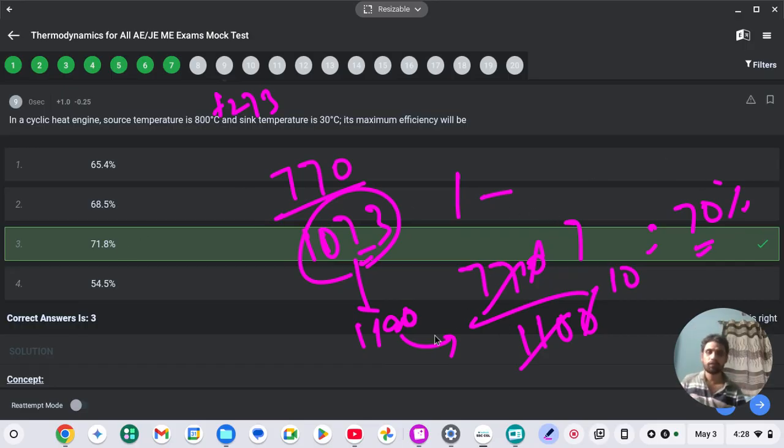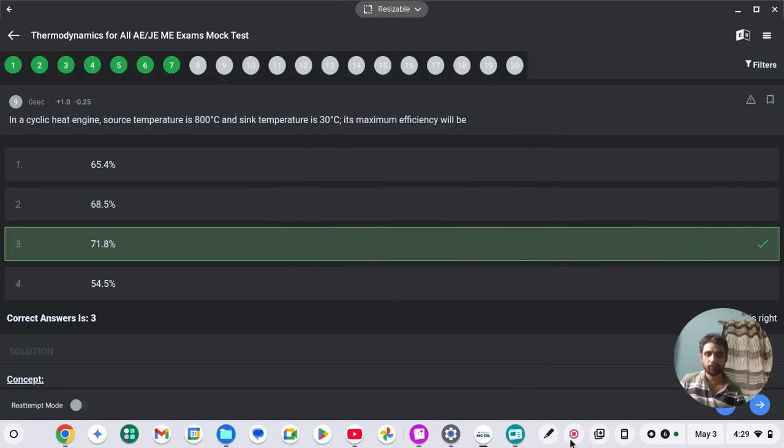Okay, next question. Let's remember this formula, 1 minus T low by T high. Okay, for heat engine. And next it is question 10.